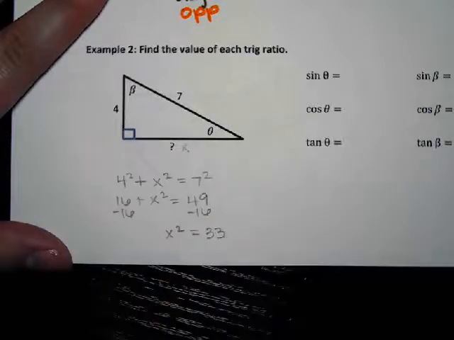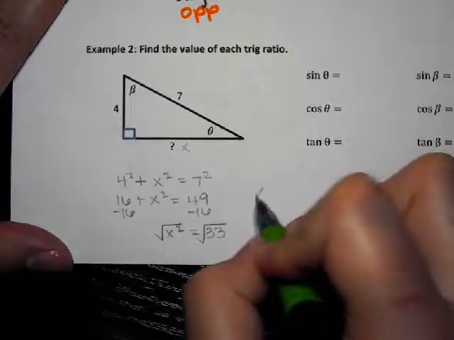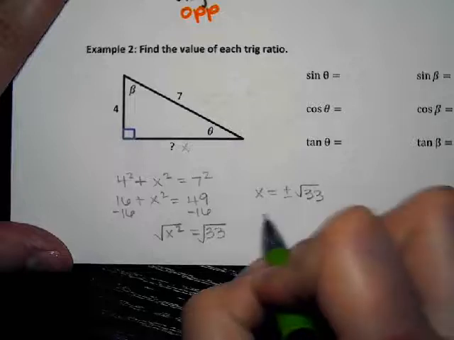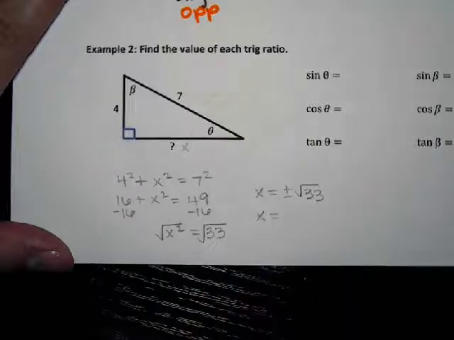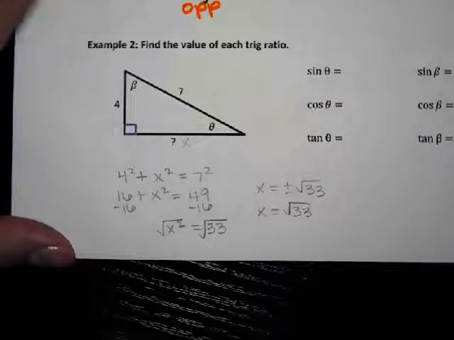What does x equal? Okay. And we're just going to use the positive version. Is that a square root you can simplify? No? Okay. So this is just square root 33.